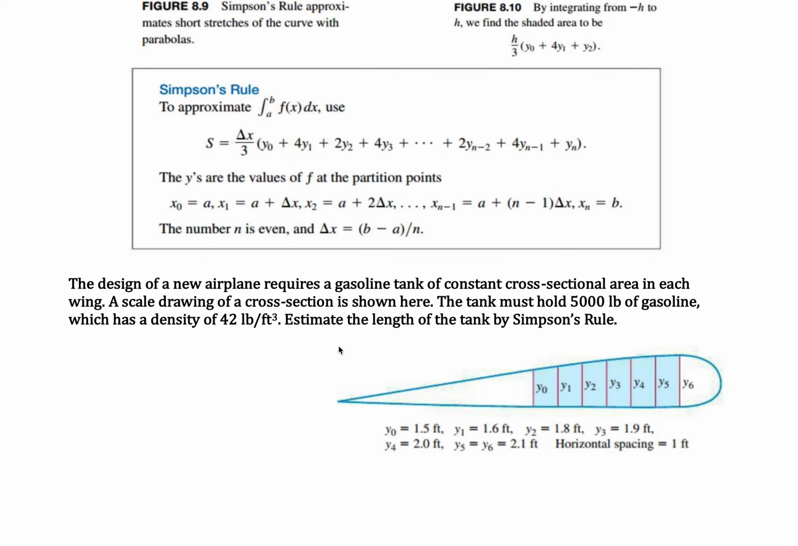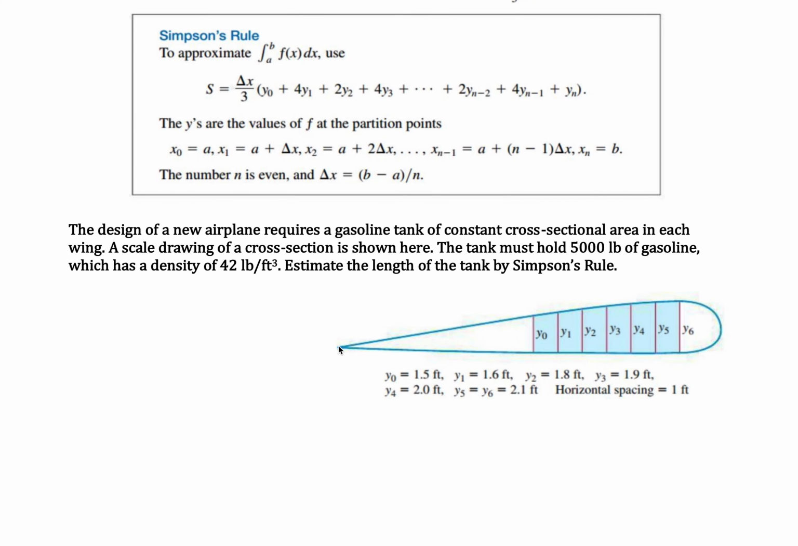We are going to look at an example here. Let me scroll down. It says, the design of a new airplane requires a gasoline tank of constant cross-sectional area in each wing. A scale drawing of a cross-section is shown here. The tank must hold 5,000 pounds of gasoline, which has a density of 42 pounds per cubic feet. Estimate the length of the tank by Simpson's rule.